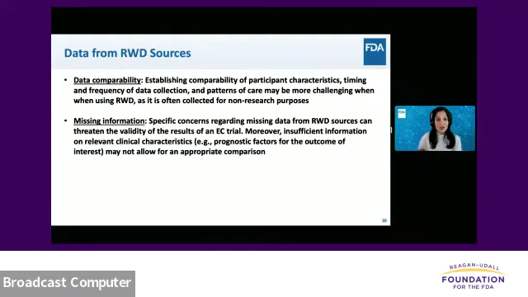On the other hand, data from real-world data sources may be more contemporaneous because it can be collected during the same time as the experimental arm of the externally controlled trial. However, it may be difficult to establish data comparability with regards to participant characteristics, timing and frequency of data collection, and patterns of care from real-world data, as it is often collected for non-research purposes. In particular, there can be specific concerns regarding missing data from real-world data sources, which may threaten the validity of the results of an externally controlled trial. Insufficient information on relevant clinical characteristics, such as prognostic factors for the outcome of interest, may prevent an appropriate comparison. Next slide, please.